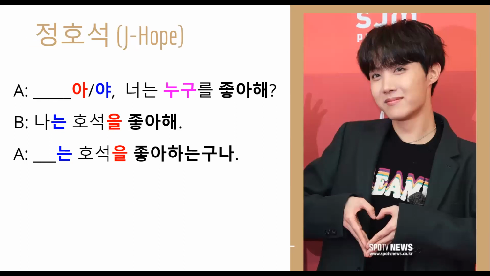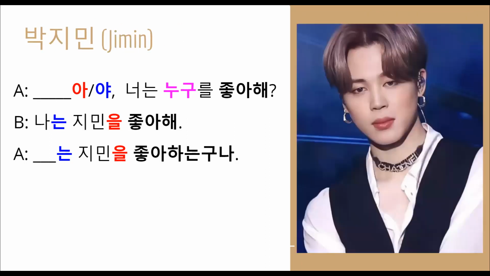지우야, 너는 누구를 좋아해? 나는 호석을 좋아해. 지우는 호석을 좋아하는구나. Again, practice with J-Hope's name. Also, the translation for this is: Jiwoo, who do you like? I like J-Hope. Jiwoo likes J-Hope. This time we're going to use not our names because both of ours ends with a vowel. So we're going to try a different name.